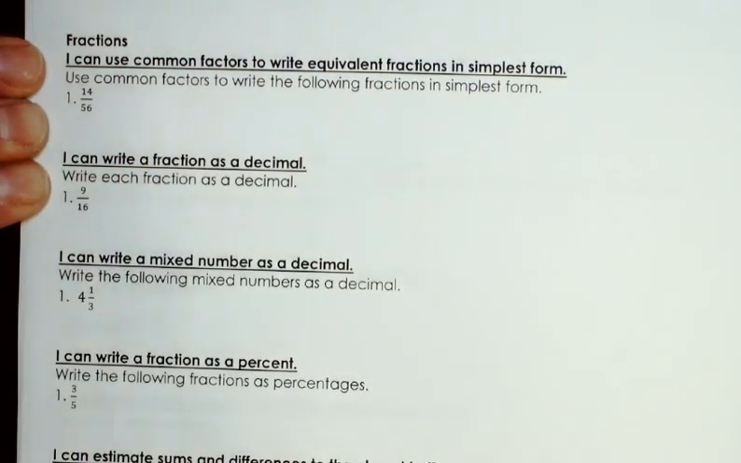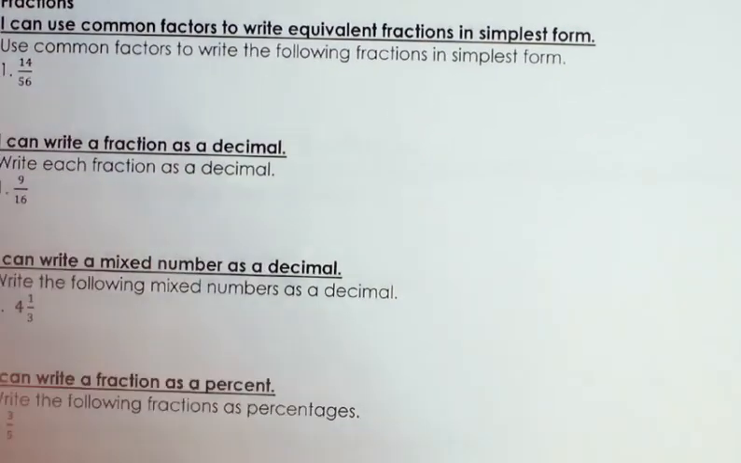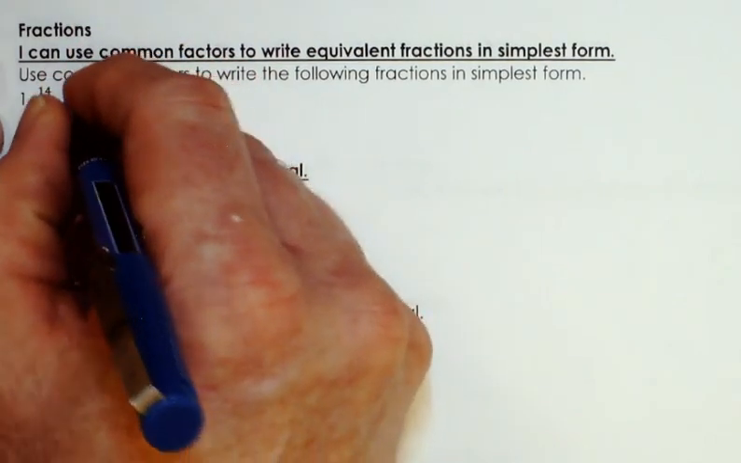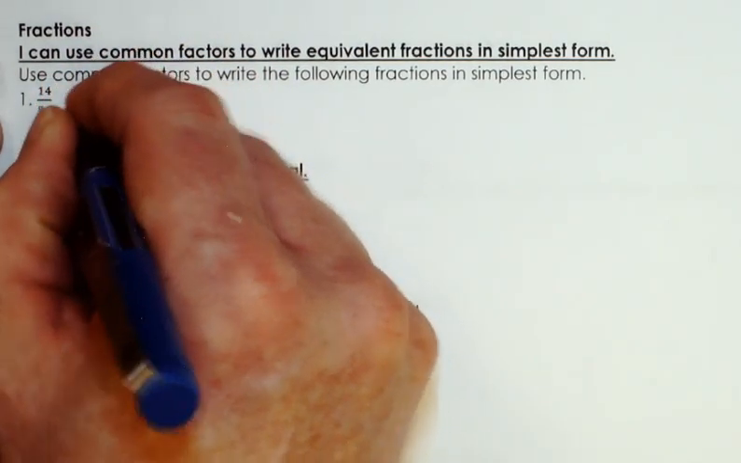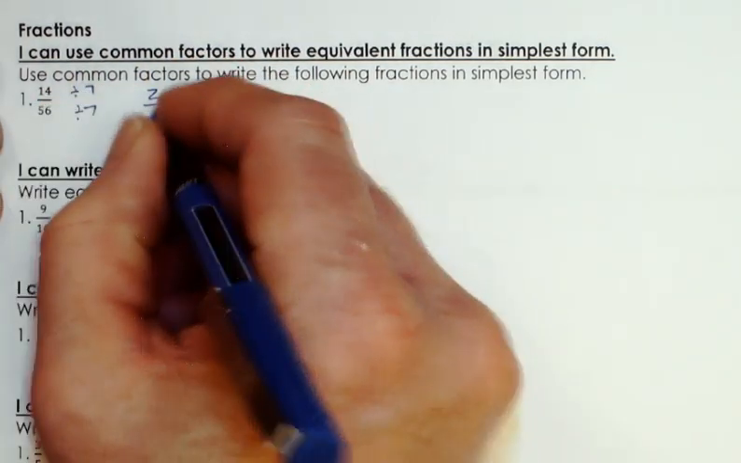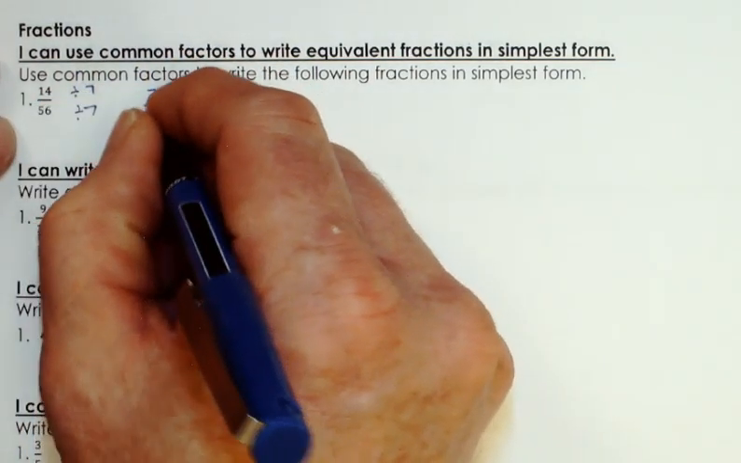I'm going to make this a little bit bigger if I can, so you can see a little bit better. Those fractions are coming out a little small. So 14/56, well, I could start by dividing both of these by 7. 14 divided by 7 is 2. Have to do the same thing to the bottom. 56 divided by 7 is 8.